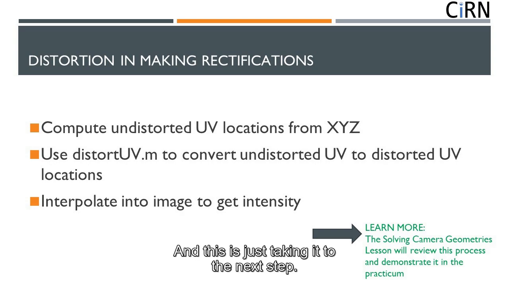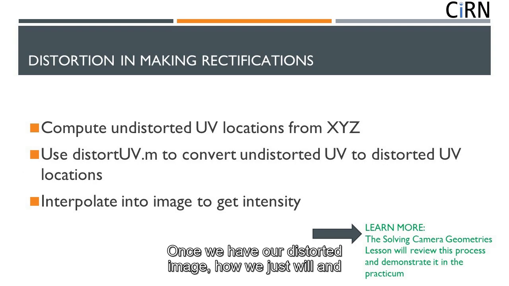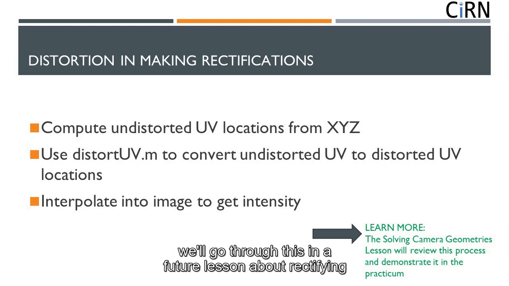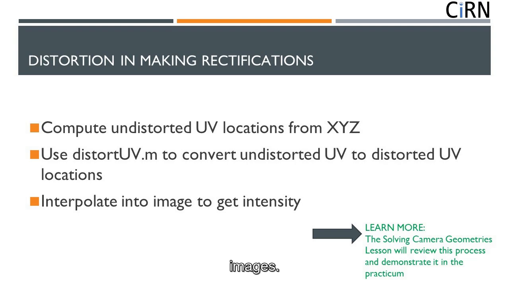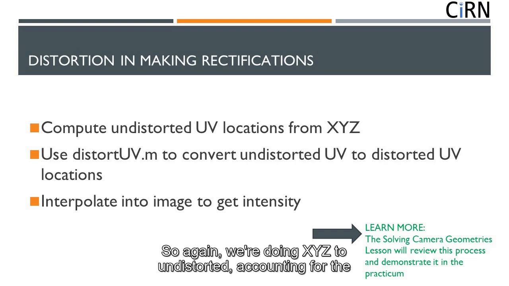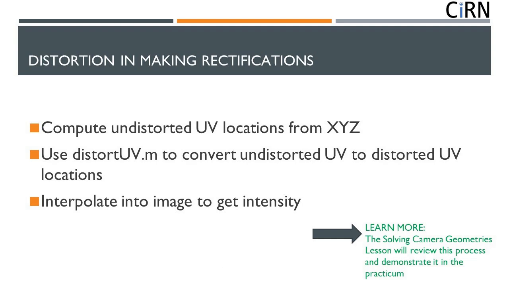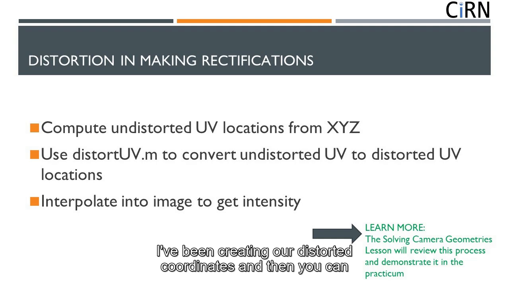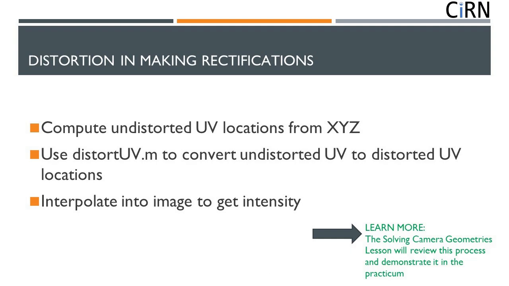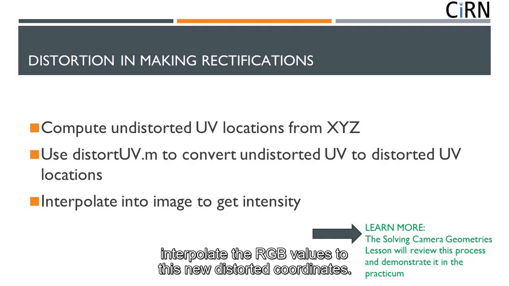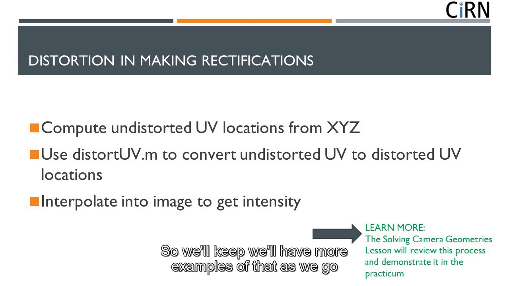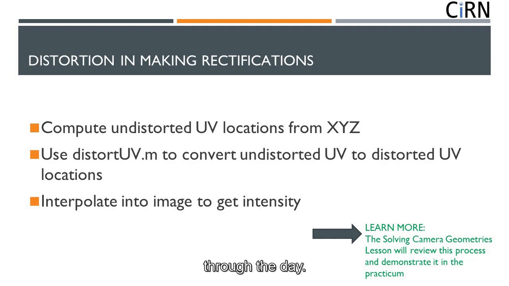And this is just taking it to the next step. Once we have our distorted image, and we'll go through this in a future lesson about rectifying images, we're doing XYZ to undistorted, accounting for the distortion by then creating our distorted coordinates, and then you can interpolate the RGB values to those new distorted coordinates. So we'll have more examples of that as we go through the day.